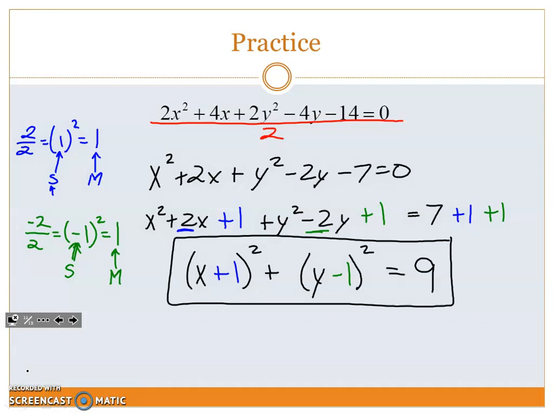Okay, if I wanted to graph this, it'd be negative 1, 1 for my center. My radius would be 3. Okay, so that is graphing circles that are in what's called the general form. Looks pretty confusing, but really all you're doing is you're just completing the square 2 separate times.